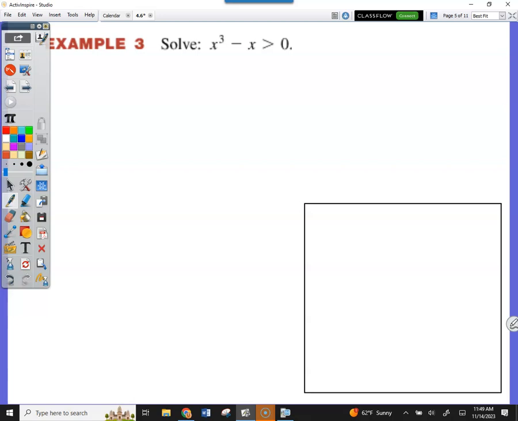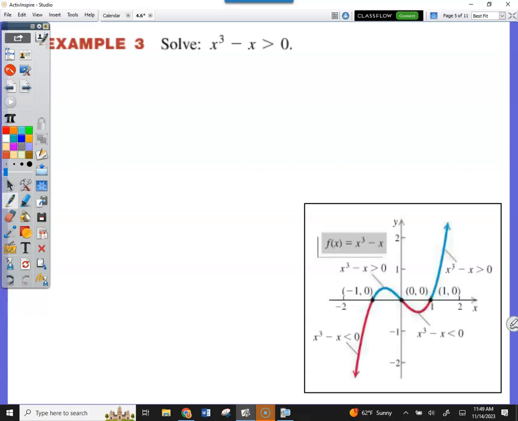We have x cubed minus x is greater than 0. Okay, you would go to your graphing calculator. You would type the left in Y1. You would hit zoom 6. You're going to get a cubic Saturday Night Fever curve, right? Then you're going to go back up here and say to yourself, what is it asking me? It's saying, where is the graph greater than the x-axis? Meaning, where's the graph above the x-axis?